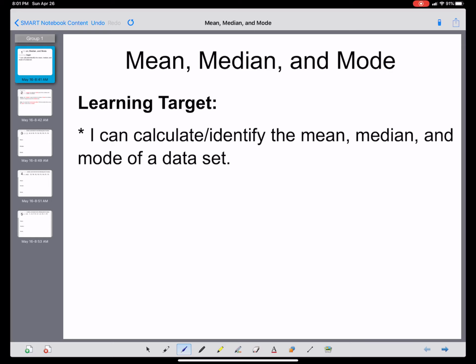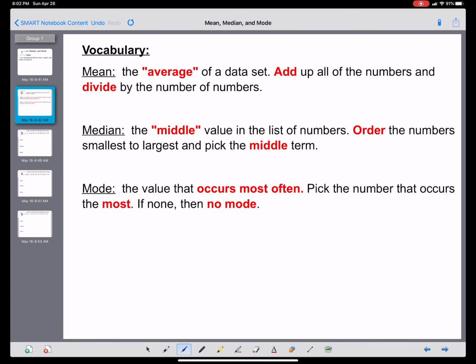Hello everyone. Today we are going to find the mean, median, and mode. So the learning target is I can calculate, identify the mean, median, and mode of a data set. You've seen this before in middle school, so let's get started.